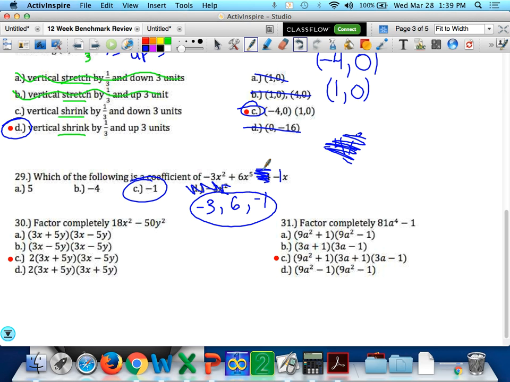-4, well, if you pick the constant, you get it wrong. 5, if you were looking for exponents, you get that one wrong. Okay?